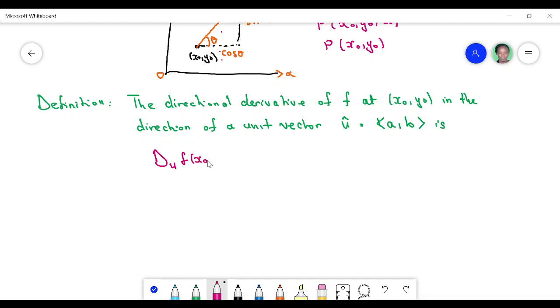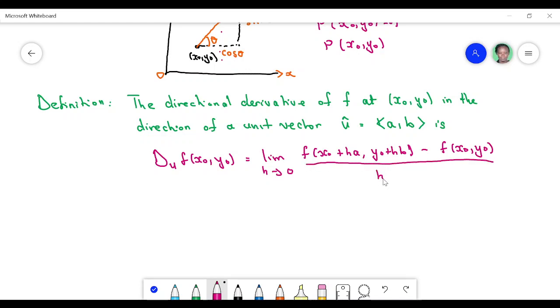the limit as h approaches 0 of f of x naught plus ha, y naught plus hb, minus the function at the point x naught, y naught, and all this is divided by h, if the limit exists. So with this definition, we can take practical examples to solve, which we'll look at in our next lesson.